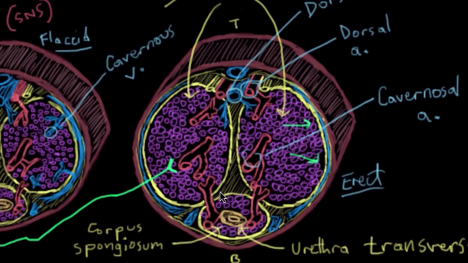And just to be complete, an erection is reversed when the inflow of blood is stopped, and then the veins are allowed to open up and allow the blood back out of the sinuses. And then you go flaccid again. And that might happen when the nitric oxide from those green parasympathetic neurons stops being produced.